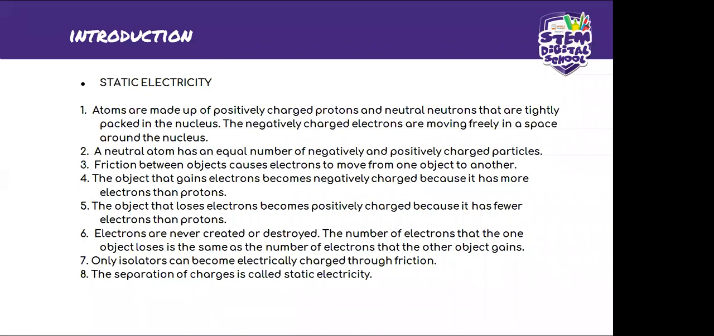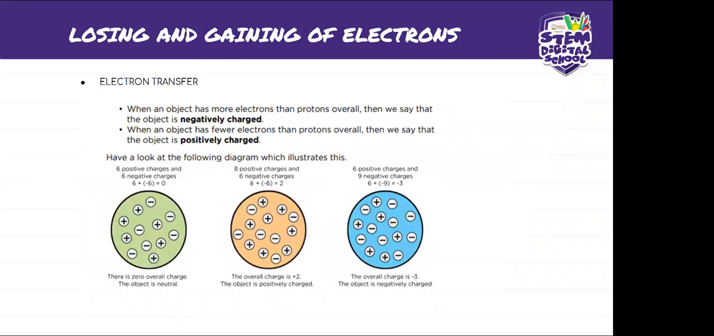All right, now let's look at point 7. Only insulators can become electrically charged through friction. You remember insulators are materials or substances that do not conduct electricity, so they can be charged through friction. Then the separation of charges is called what? Static electricity. All right, now let's go to the next.